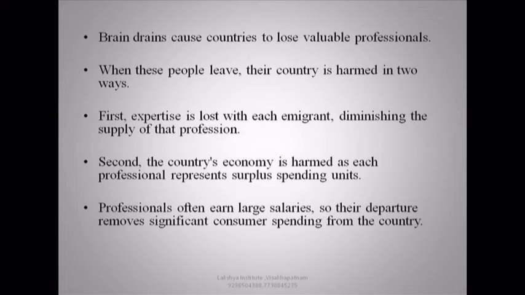Brain drains cause countries to lose valuable professionals. When these people leave, their country is harmed in 2 ways. First, expertise is lost with each emigrant, diminishing the supply of the profession. Second, the country's economy is harmed as each professional represents surplus spending units. Professionals often earn large salaries, so their departure removes significant consumer spending from the country.